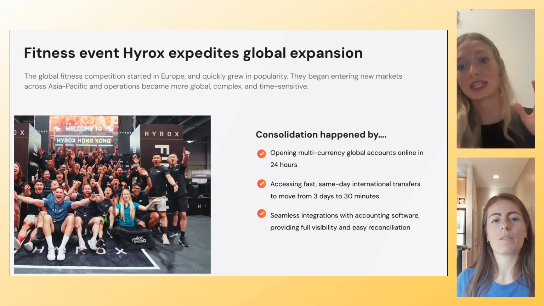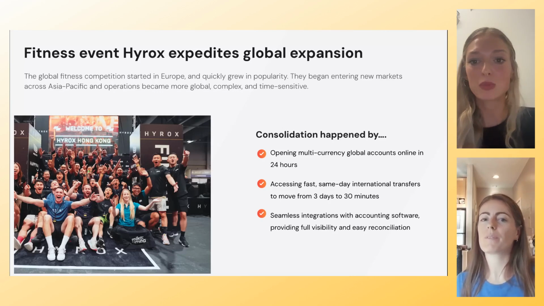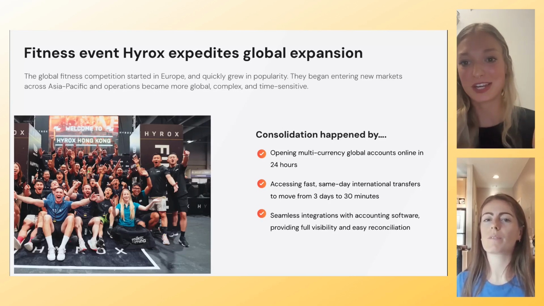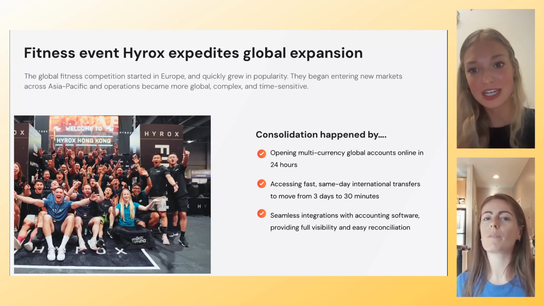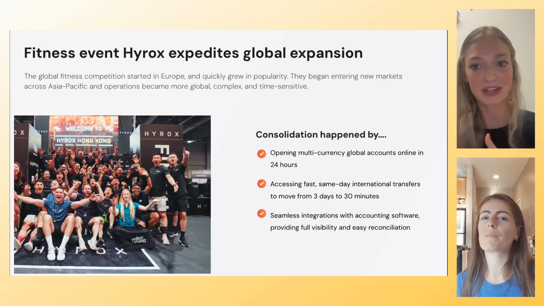Seamless integrations with accounting software can also allow for easy reconciliation. So we were able to support HYROX through their global expansion, allowing not just one country and one area to experience this global run, but instead move it through APAC and beyond.